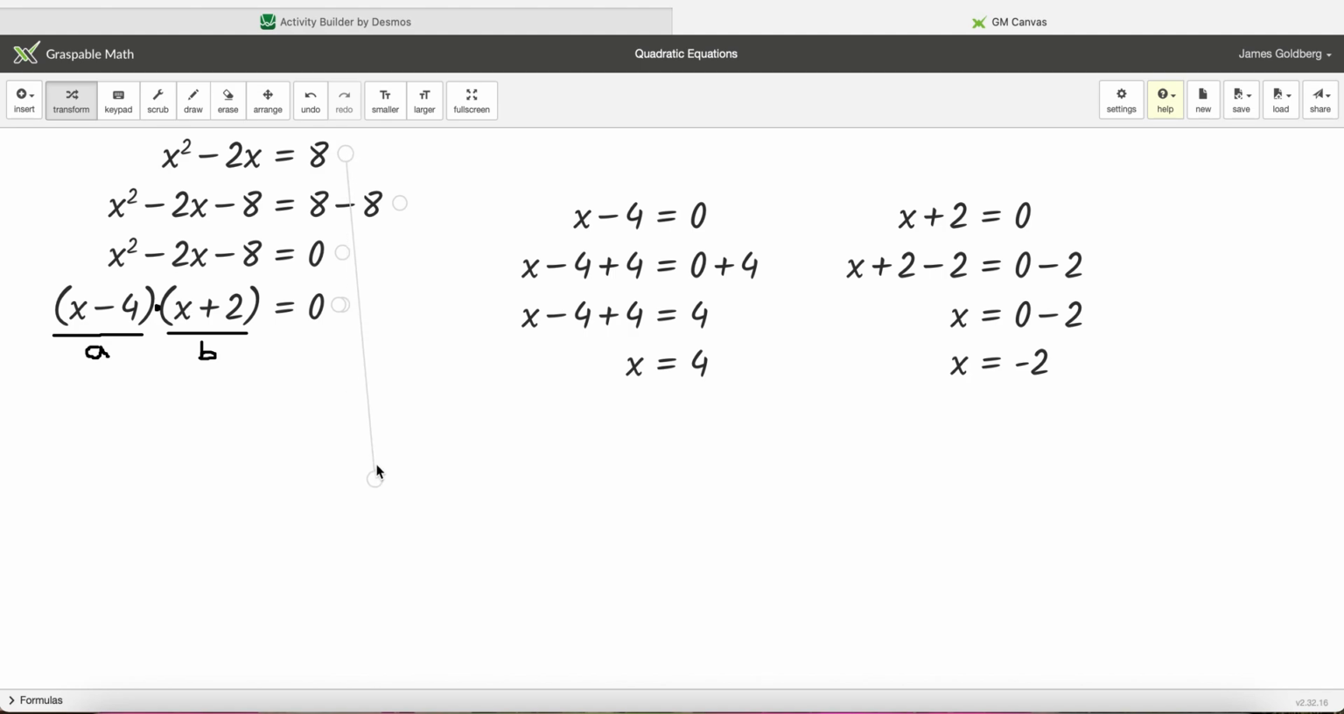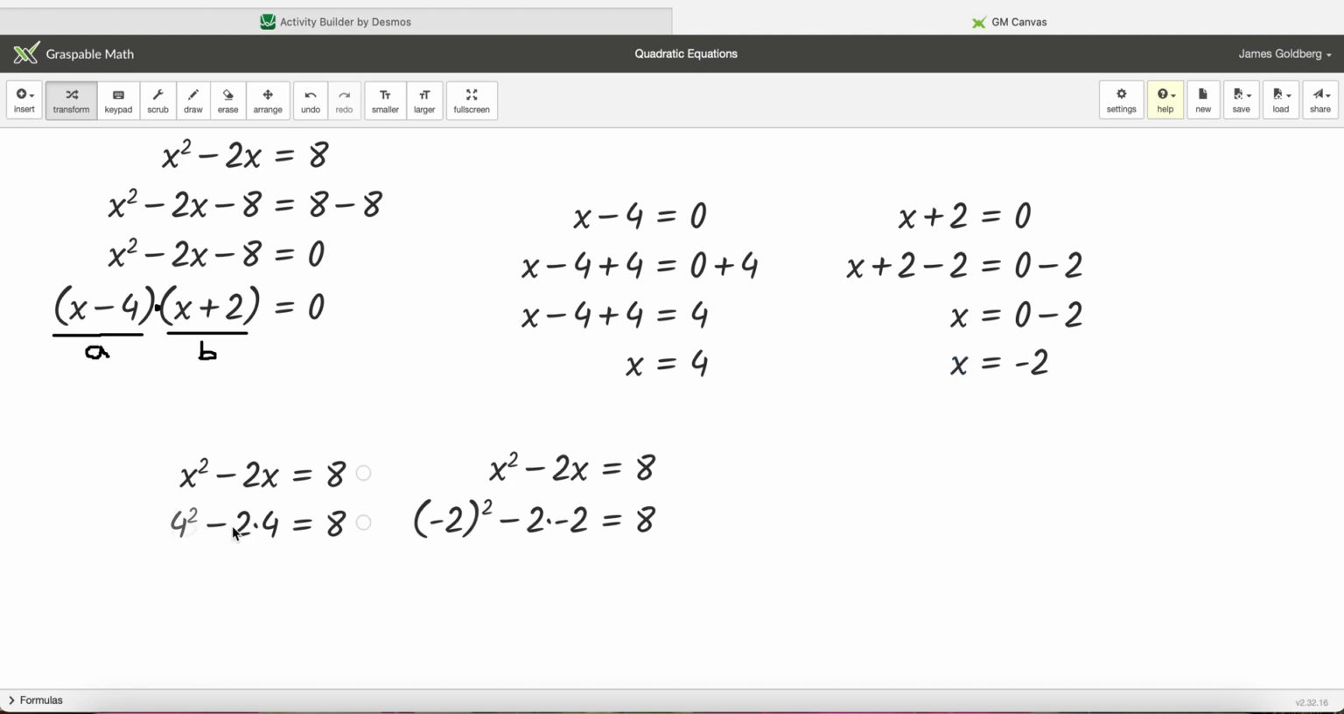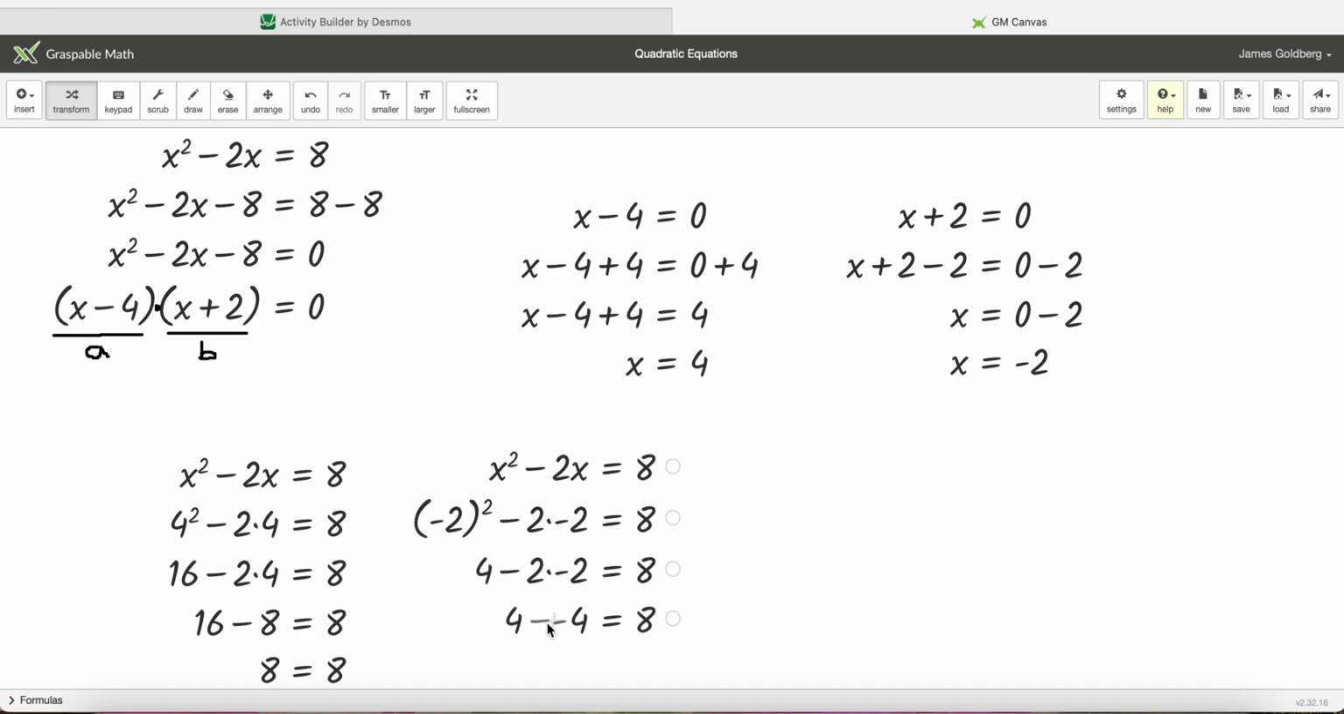So let's check to make sure that these equations are true. Always substitute into the original equations. So I've got two versions of there. I love how Graspable Math does this. I can just substitute right in. Okay, 16 minus 8, perfect. 4 minus -4 is also 8.